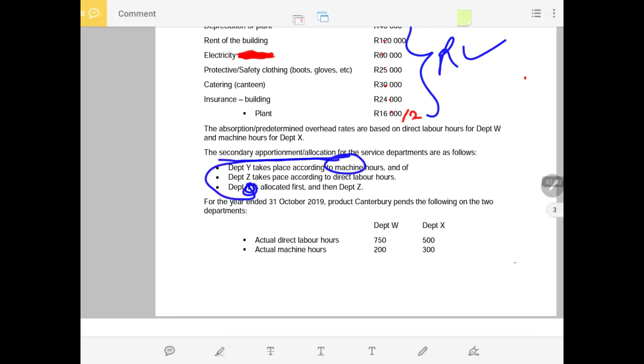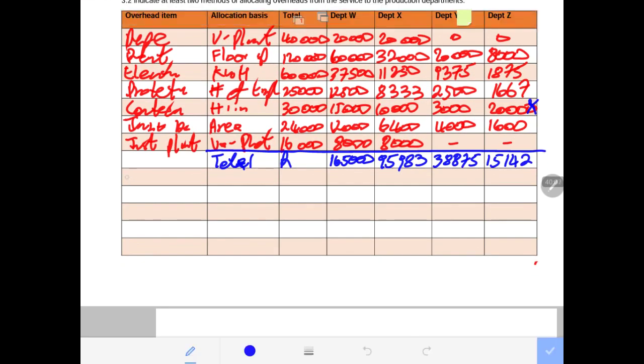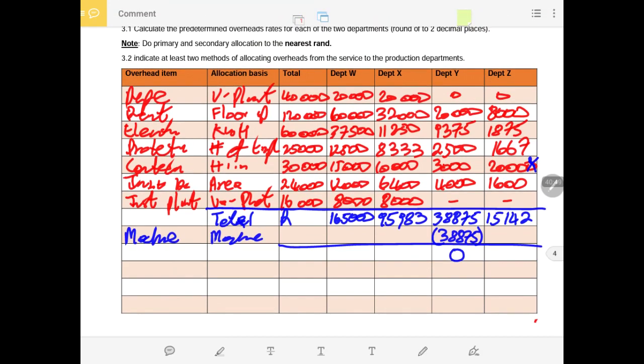So now we need to go to our department Y when we do our secondary allocation, where we use machine hours. Then we start with the department Y. We are instructed to do so. We say minus 38,875. Then we draw a line here, because if we are allocating a service department, this amount must become 0 at the end of the day. Most of the time we start with the last department, then we come to the second department, meaning the one from the right. But in this case they said we must start with department Y.